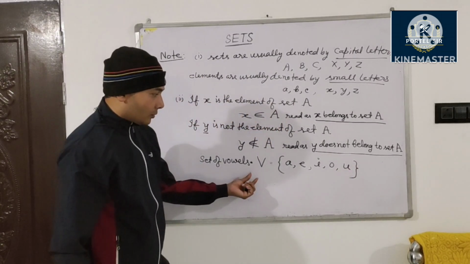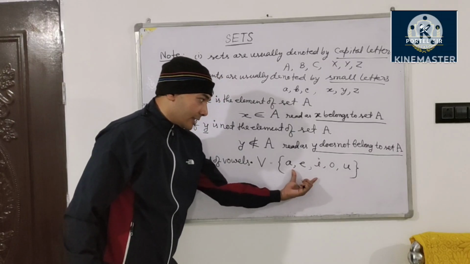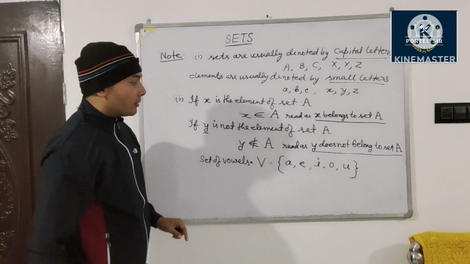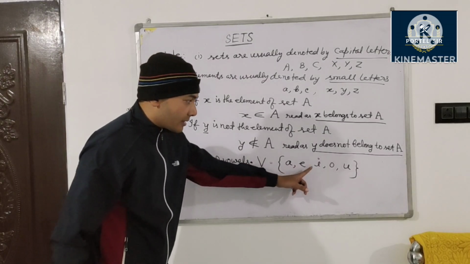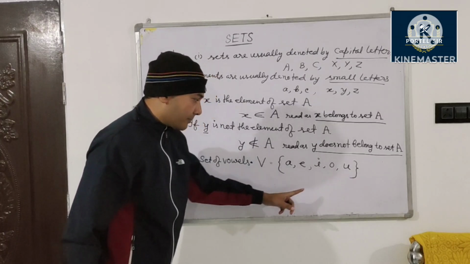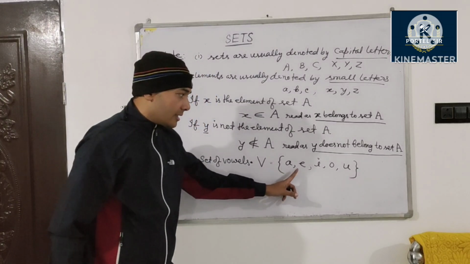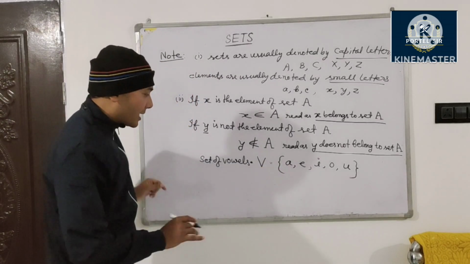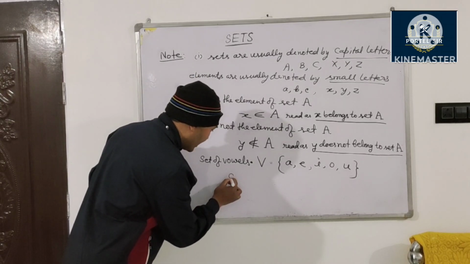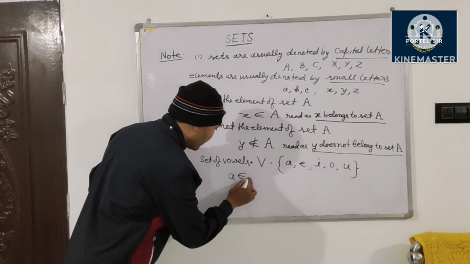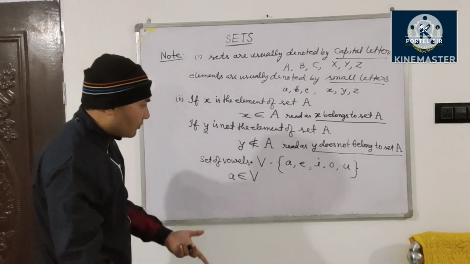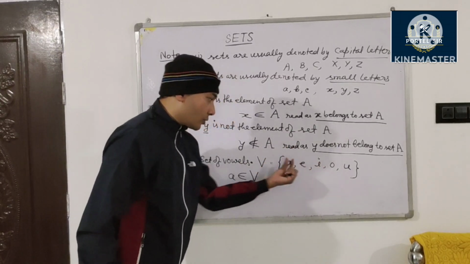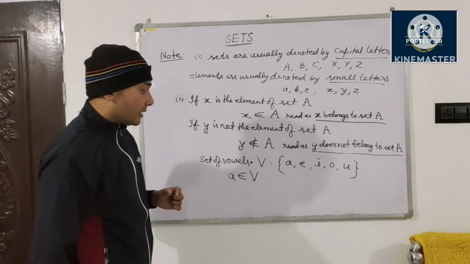Clear? So this is the set of vowels, and what name is given to this set? V. Denoted by V. Now, can you see all these elements? All these elements are members of V. So we can write A belongs to V. In the same way, we can write E belongs to V, I belongs to V, O belongs to V, and U belongs to V.